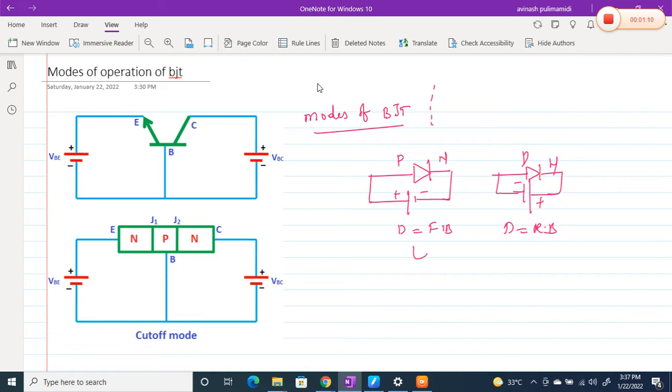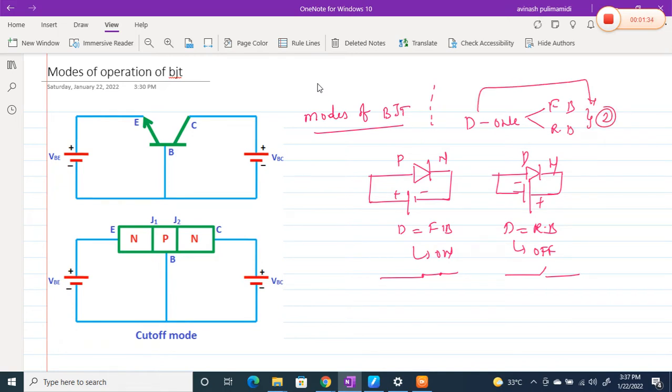When the diode is in forward bias, the switch will be just on, just like this. When the diode is in reverse bias, the switch will be off, an open circuit. Okay, these are the two basic conditions for one diode. For one diode, how many biasing techniques can you apply? Forward bias or reverse bias. So we have two biasing techniques for one diode.